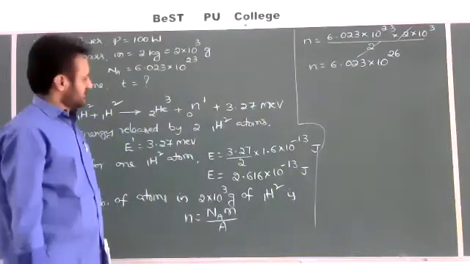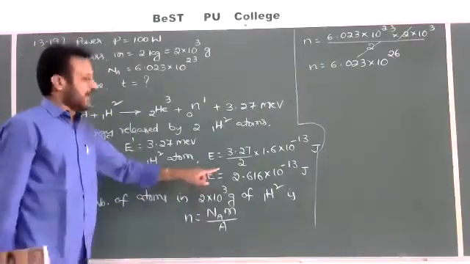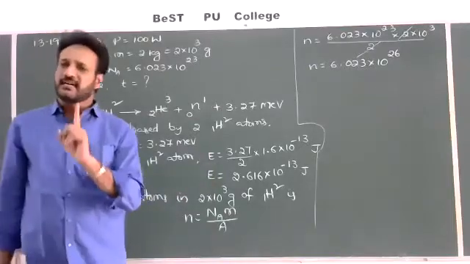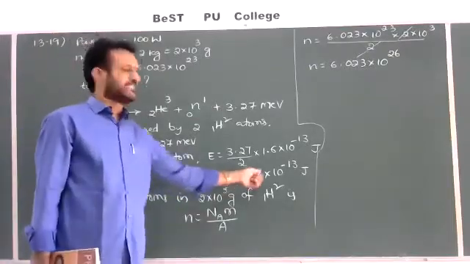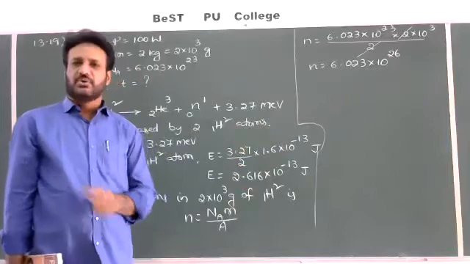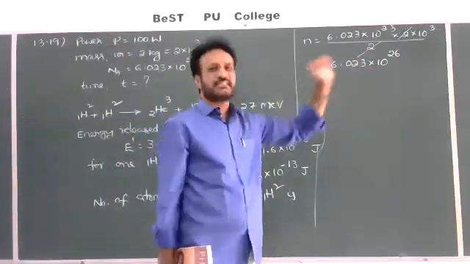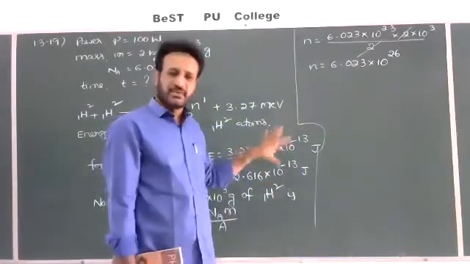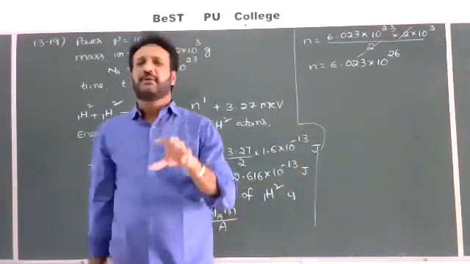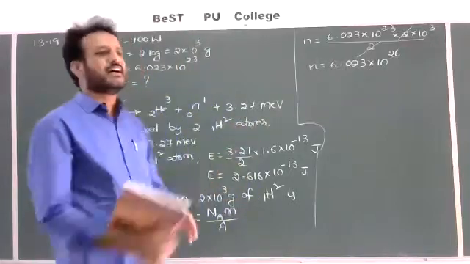Now check here. The amount of energy released for one atom is 2.616 into 10 power minus 13 joule. The total number of atoms participated is 6.023 into 10 power 26 atoms. With this amount of energy, how much time will the bulb glow? The power of the bulb is 100 watt.